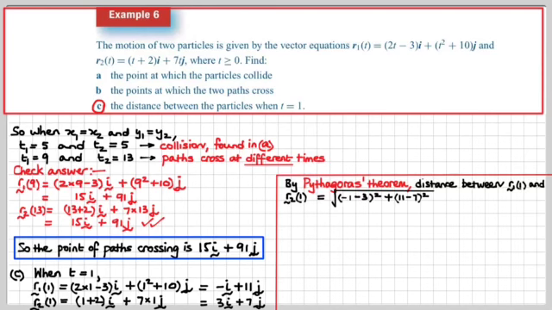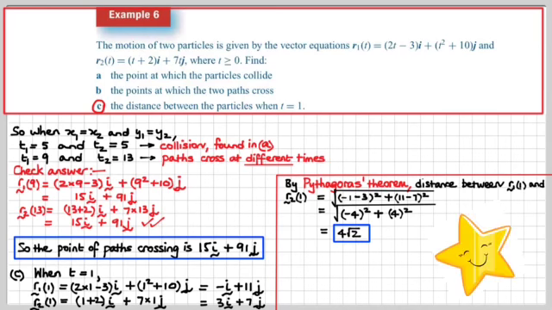Now, Pythagoras, are you awake? Pythagoras' theorem to the rescue, the distance between two points. This is something you learn in year 9. So it's basically the square root of this coordinate minus this coordinate all squared, plus this coordinate minus this coordinate all squared. And we get 4 root 2. That's the distance between the particles at t is 1 second.